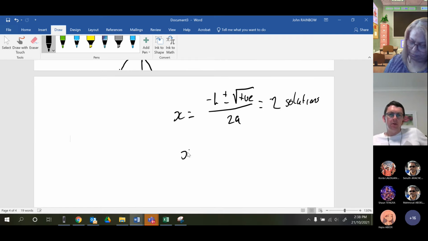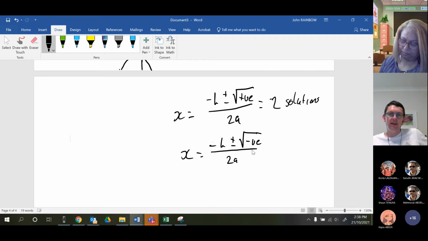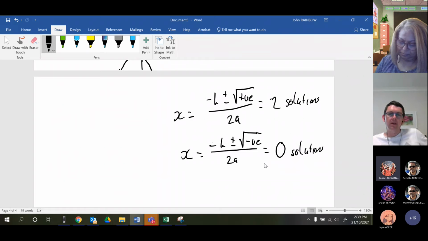If we have the discriminant, we're just looking at what falls under the square root sign. So this is a quadratic formula, and we get a negative number. Can I solve that? No. So I actually have no solutions. Does that make sense? Yep.